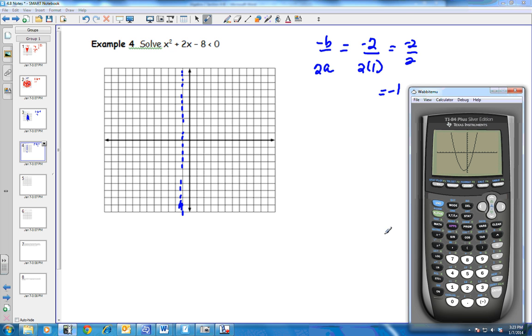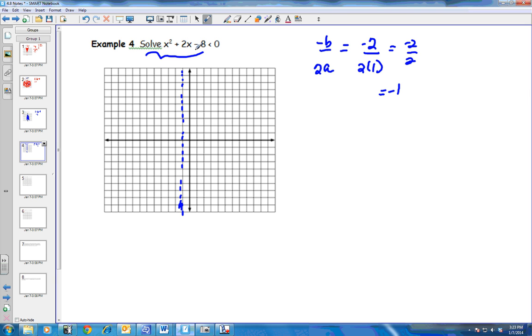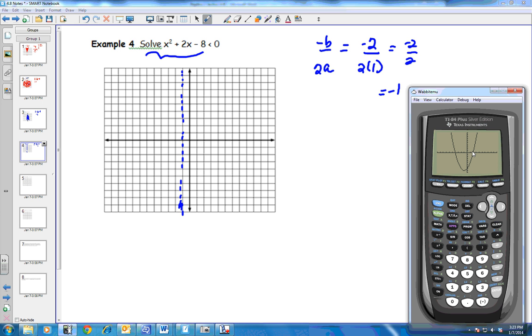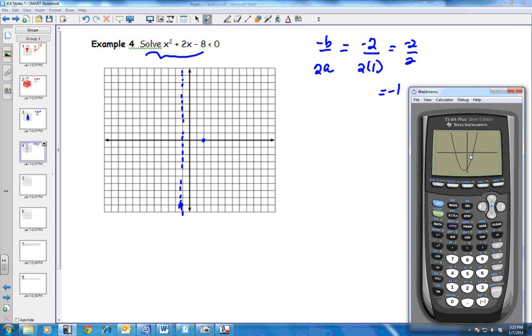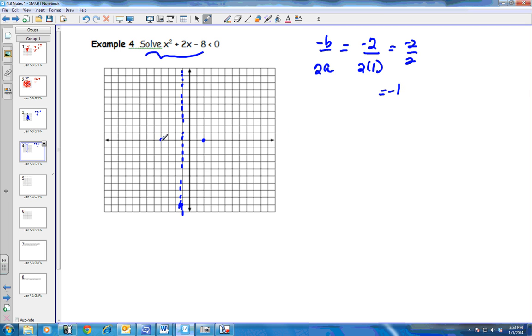Now, when we have problems where we actually are solving, the directions just said graph. When it says solve, we want to see where it crosses the x-axis. Okay, so let's see if we can tell by looking. It looks like it crosses at 2, and then it crosses again at what? 1, 2, 3, negative 4.